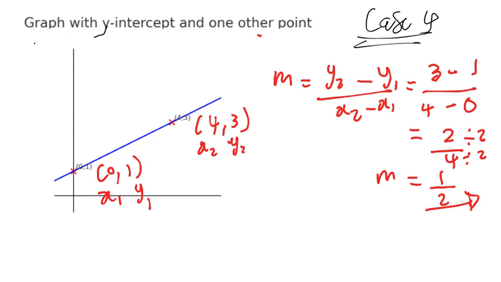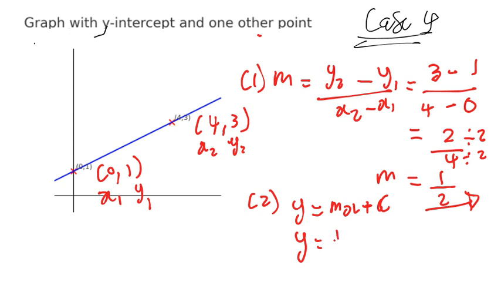And you are left with a second question to answer. What is your equation of a straight line? Your equation of a straight line is mx plus c. Okay? We know our gradient already, 1 over 2. Our value of c, you don't have to go far and look for it. We already have our y-intercept. Our value of c is a y-intercept. Our y-intercept is 0, 1.